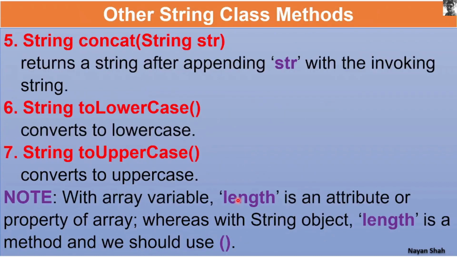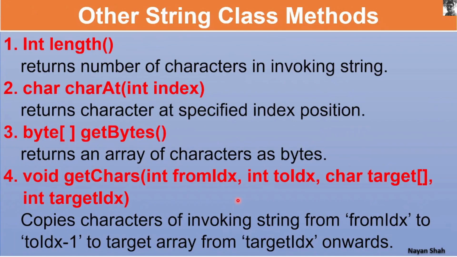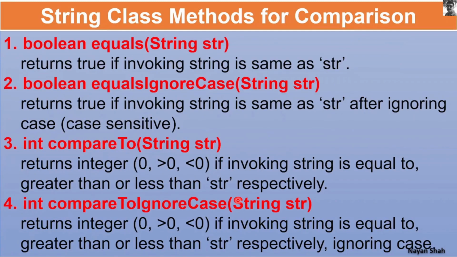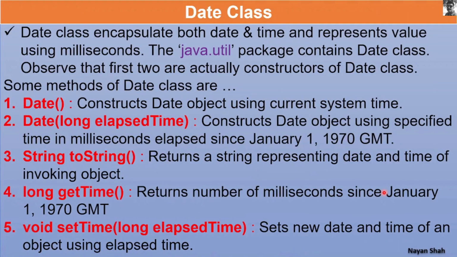So these 11 methods, total 11 methods of string class, are very interesting, very useful. Now let us discuss the next and the last topic of chapter 9, and that is the Date class and Calendar class. The Date class encapsulates both date as well as time, and it represents the value using milliseconds. The very first sentence is very important to understand.